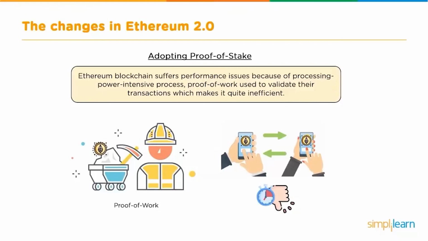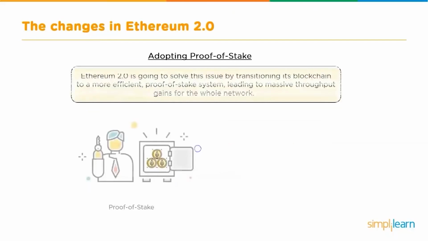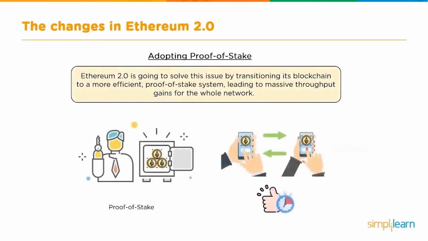The problem with proof of work's design is that it's very inefficient. Ethereum 2.0 will solve these issues by transitioning its blockchain to a more efficient proof of stake system. It will decrease the complexities faced by the network, leading to massive throughput gains for the whole network.